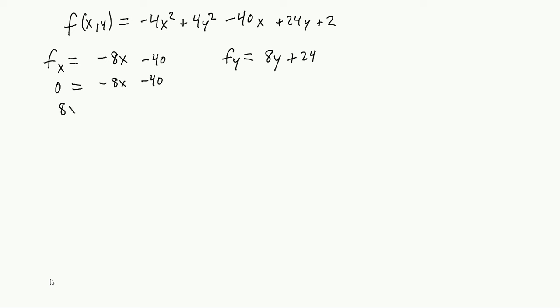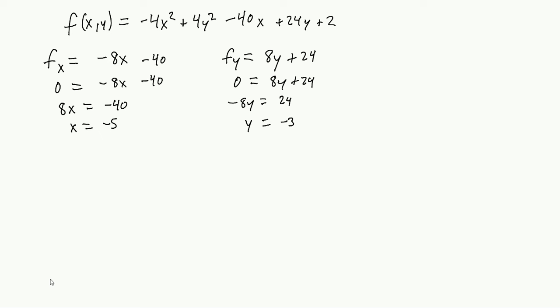So in this case you have 8x equal negative 40. Negative 40 divided by 8 is going to be negative 5. Over here, 0 equals 8y plus 24. So negative 8y equals 24. Divide each side by negative 8. Y is actually going to be negative 3. Okay. So your critical point is negative 5 comma negative 3.